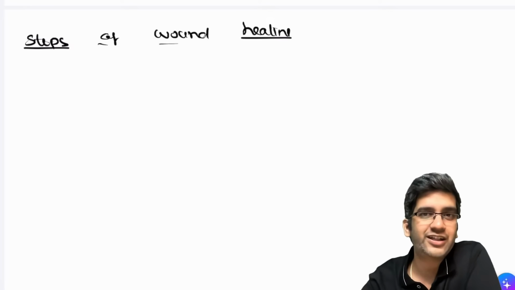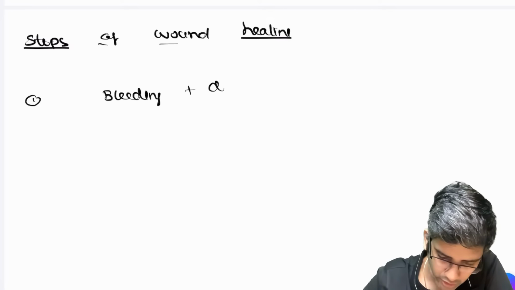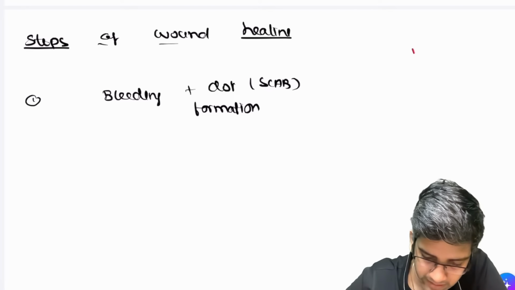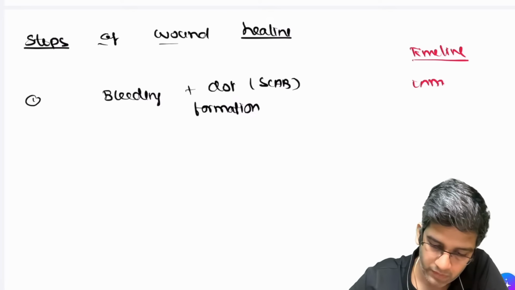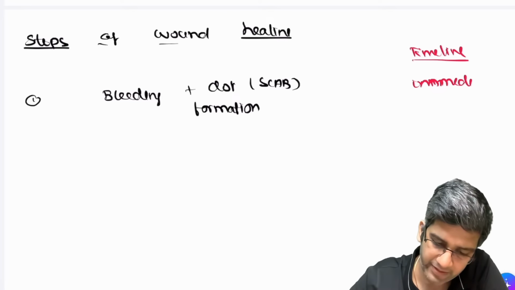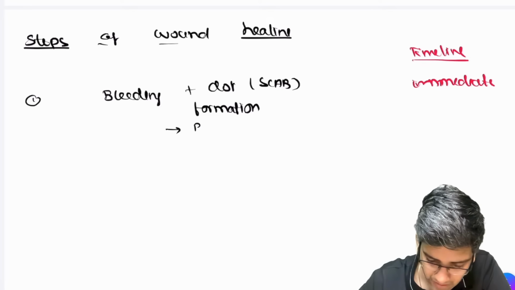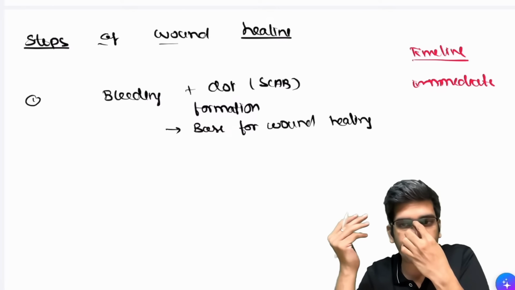So the first step, which is immediately after the wound, there'll be bleeding. Any wound will bleed, plus clot formation. The clot formation with respect to a wound, we use the term scab. The timeline is almost immediate. It takes 2 to 5 minutes to form a clot. You know that, right? It's an immediate reaction. Why is a scab required for me? Scab is the base for wound healing. It's very, very important for me. Without a scab, I don't have a base. It's a scaffold.